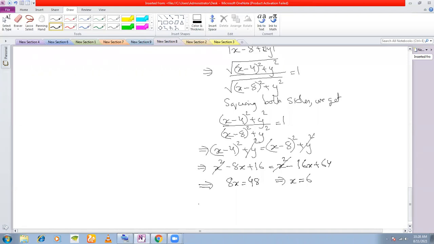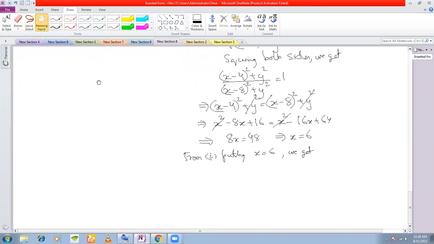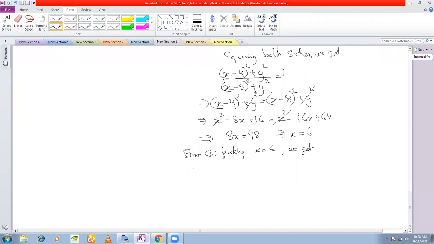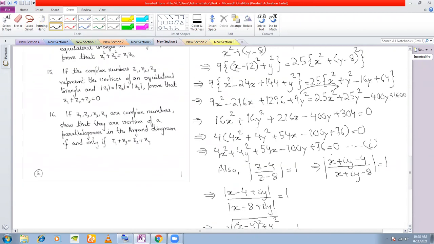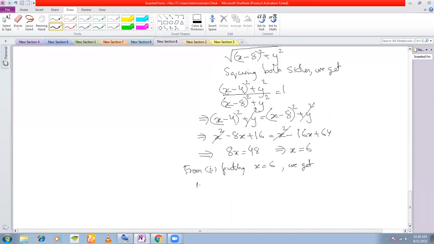How to get the value of y? From relation 1, putting x is equal to 6. What was relation 1 here? This one, right? Put x is equal to 6 here. You get 4 into 6² + 4y² + 54 into 6 − 100y + 76 is equal to 0.